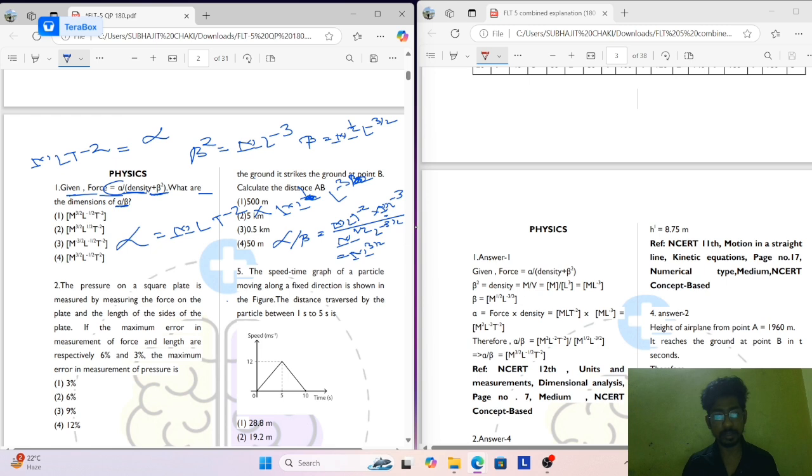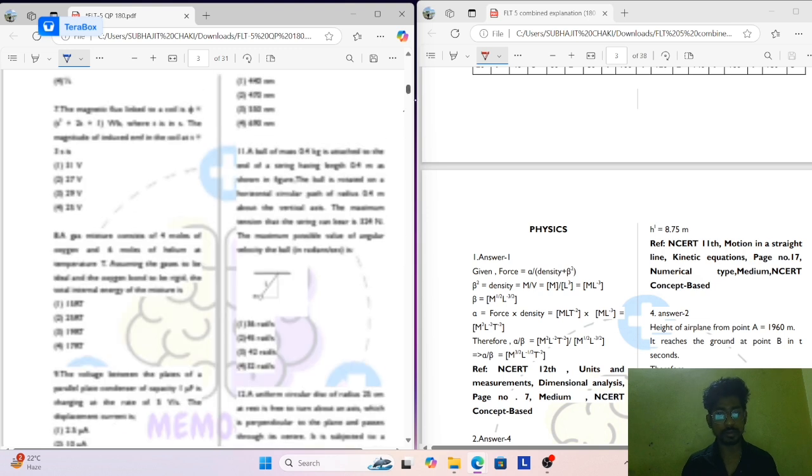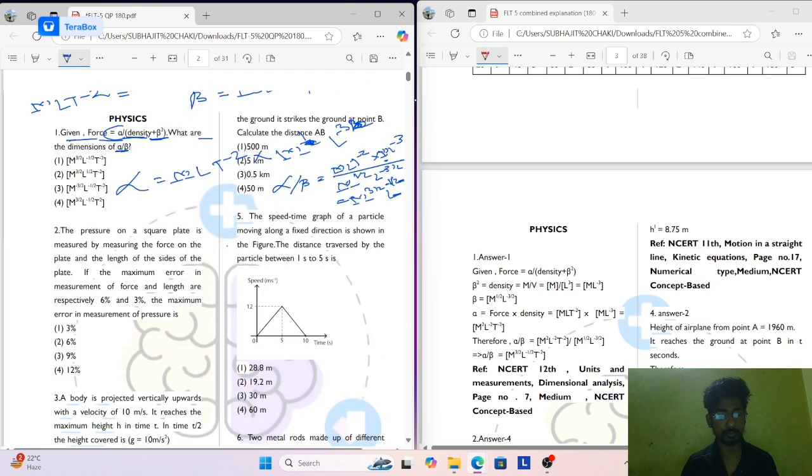Let's get to the L part. L into L^-3 means L^-2. L^-2 plus 3/2, so L^-1/2. And another one would be T to the power minus 2, divided by T to the power minus 2, okay, so it will be T to the power minus 2. So therefore M to the power 3/2, L to the power minus 1/2, T to the power minus 2. Therefore option number 1 will be our correct answer. Okay, so yeah, option number 1 will be our correct answer.